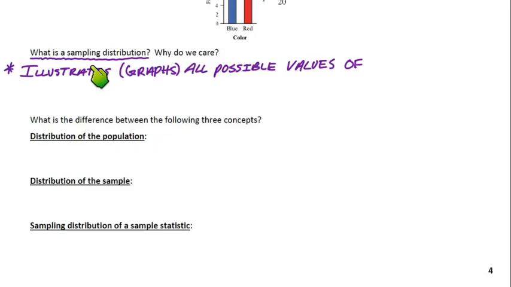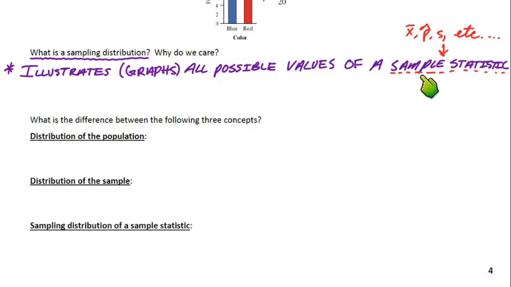Let's go to the next piece here. It says, what is a sampling distribution in general? Can we summarize it? And why do we care? So I color-coded this, right? What is a sampling distribution? We just saw an example of one. It actually illustrates, and by that I mean it graphs or displays all the possible values of a sample statistic.